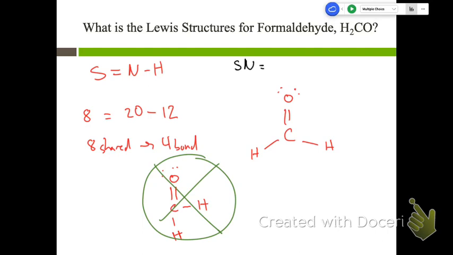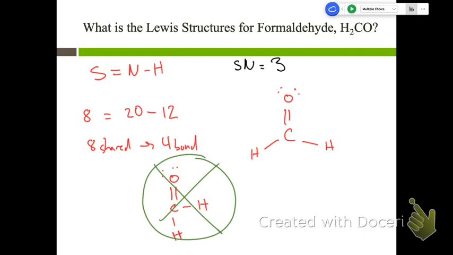Why no, Olivia? I think it's 3 because you count the double bond as 1. Exactly. How many domains of electrons? This is one domain to the hydrogen, one domain to the oxygen, one domain to the other hydrogen. This domain at the top happens to have 4 electrons in it, but it's still one domain of electrons.